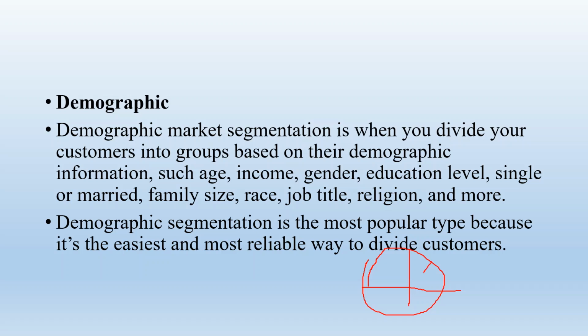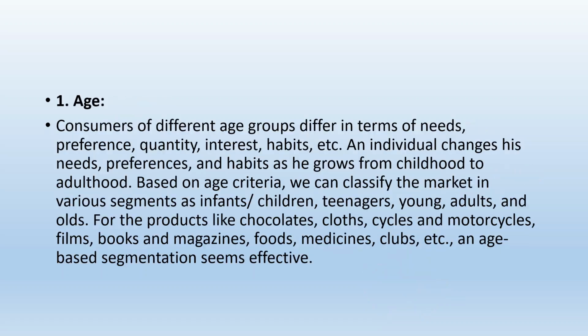That can be one part because of age, then next income, then gender, then education levels, then single or married, then family cycles. These are all the stages. Next, first we will go into detail about age.